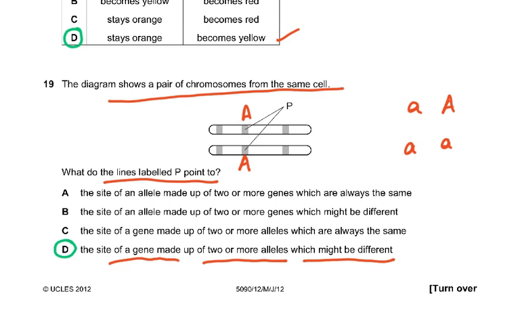Because it says gene, we don't know how many alleles it has, but the gene is made up of two or more alleles. Like for blood group, we have three alleles, IA, IB, and IO. So this is how we have to do these questions. Next question.